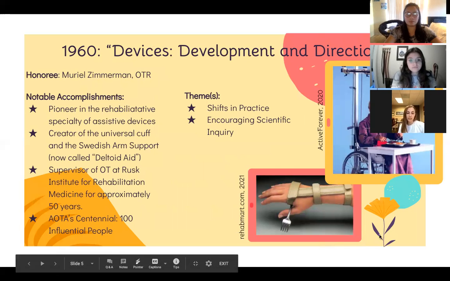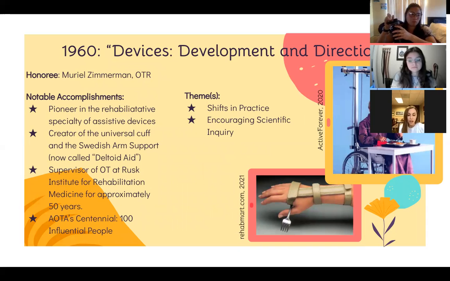So the first lecture of 1960 was titled Devices, Development, and Direction. This was given by the honoree Muriel Zimmerman, OTR. Some of her notable accomplishments: she was a pioneer in the rehabilitation specialty of assistive devices. She created the universal cuff and the Swedish arm support, which is now called the deltoid aid, which you can see in these pictures here.